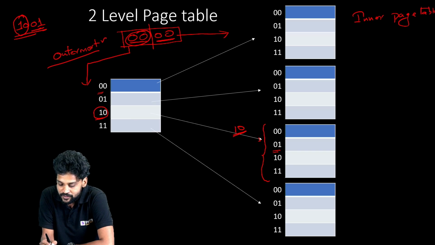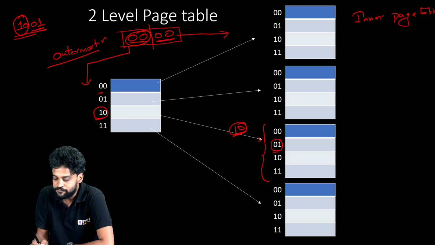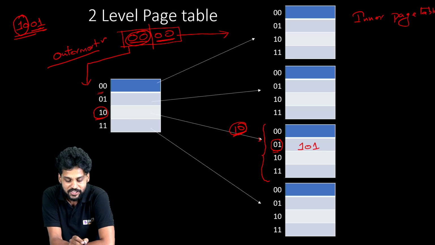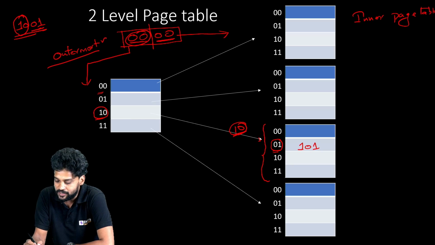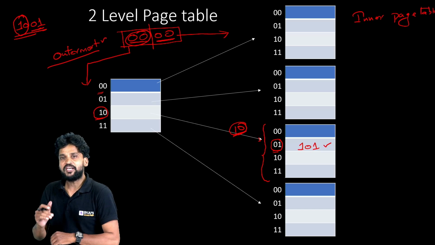So the total, the outer value plus inner value, is going to give you the location in which you may find a frame number. In this, if you have a frame number, let us say it is available in the 101 block. That means that this total 1001 is available in the 101 block. This is how the contiguity can be avoided.